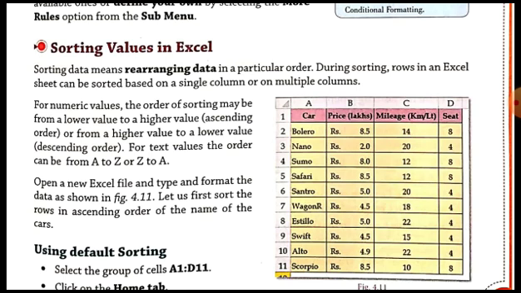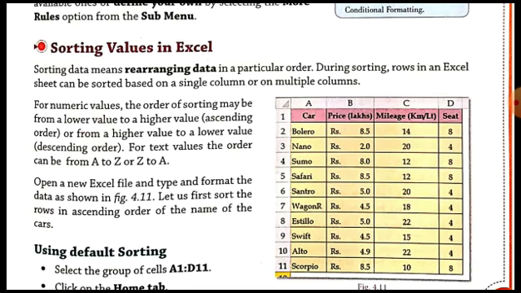These are the orders using which you can sort your data. We will now understand with the help of an example how we can sort values in Excel based on the default sorting. Default sorting means we arrange the data on the basis of a single column only. So by default, Excel sorts the data on the basis of a single column only. We rearrange the data in a particular order by using only a single column.